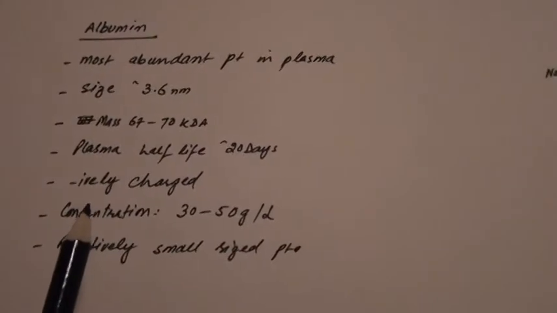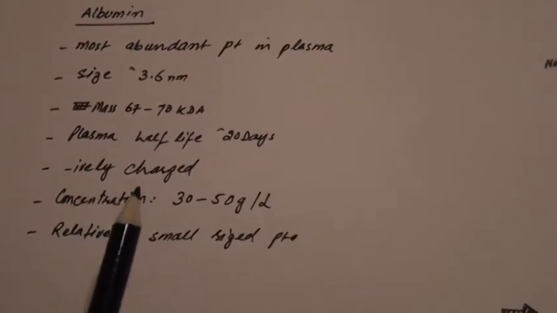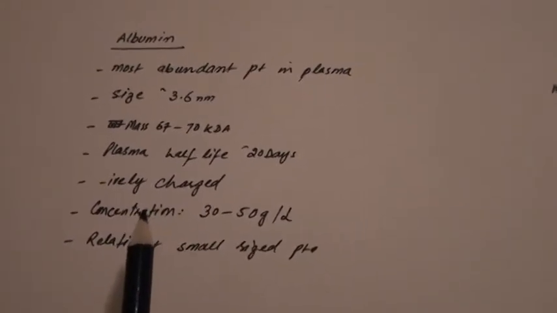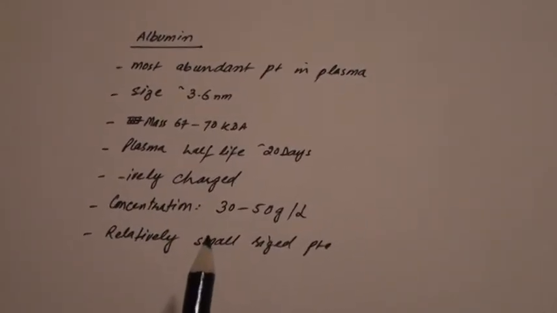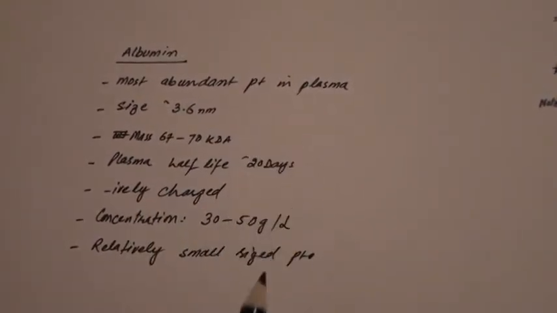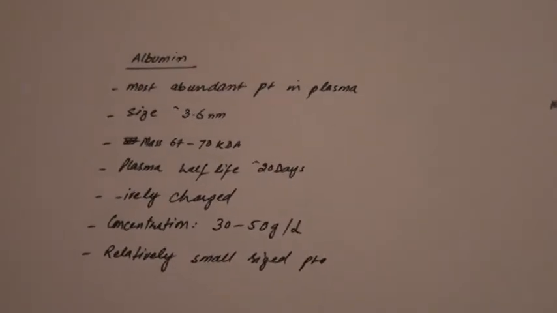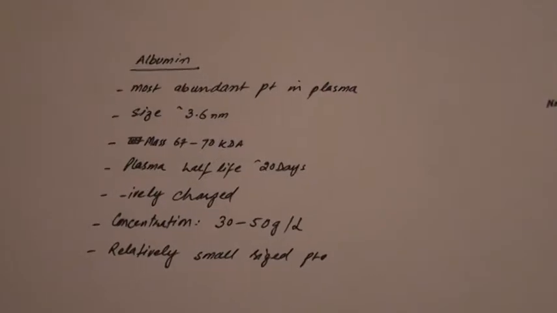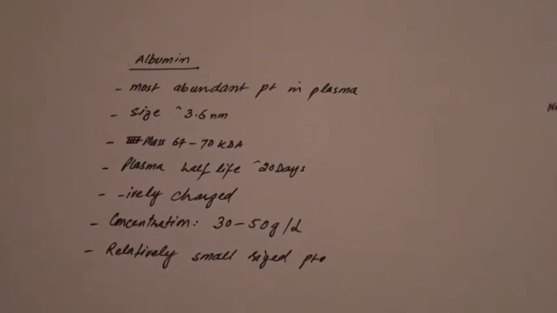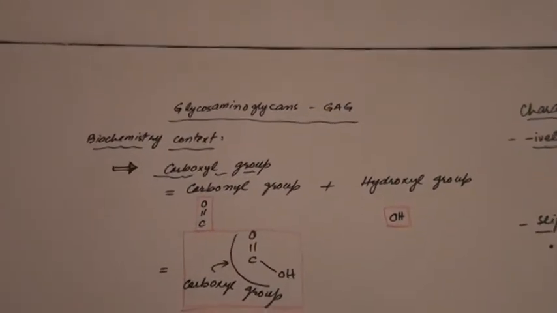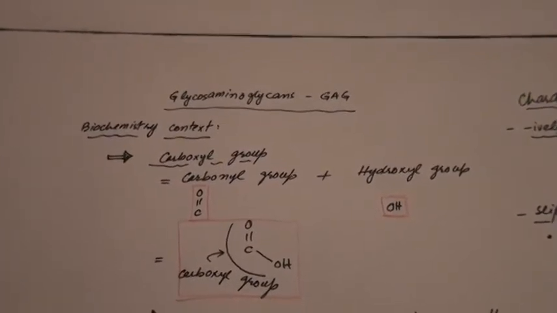The other thing which is really important for our context, it is a negatively charged protein. Most of the plasma proteins are negatively charged. So albumin is not different. That also is negatively charged. So these two things are very important: the mass, the plasma half-life, and characteristics. I just put them over here to give some characteristics of the albumin, but the important thing is size 3.6 nanometer and charge negative. So having said that, let's talk about the glycosaminoglycans and what these are.